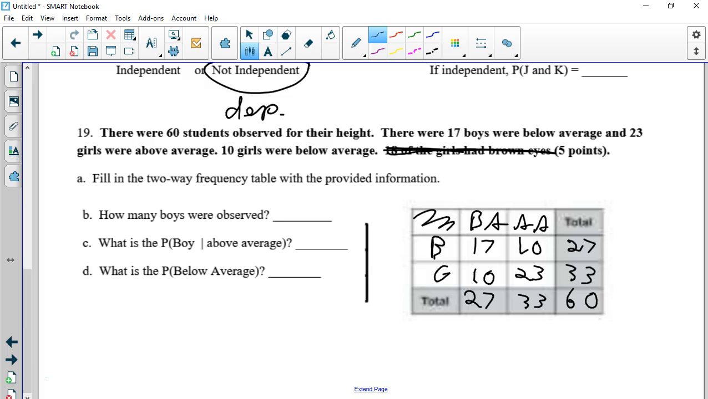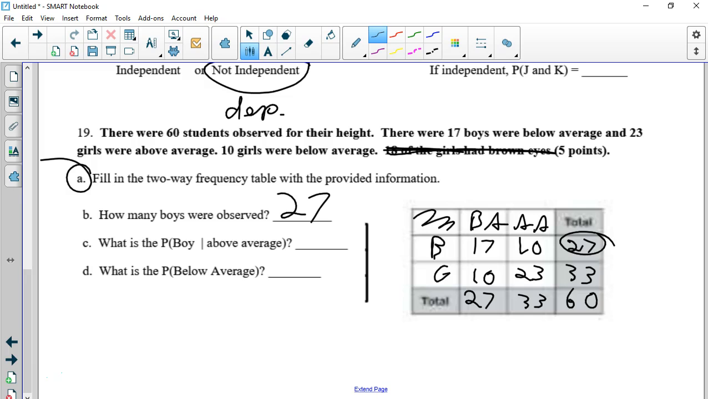Okay? Now that we have it filled out, which is what we had to do, we can move on and use the table to analyze given information. How many boys were observed? So since it says boys, you follow that line. Boys is a row in this one. Again, if you put boys and girls on the top, you follow boys down the column. I'm going across, and I know that there were 27 boys total.